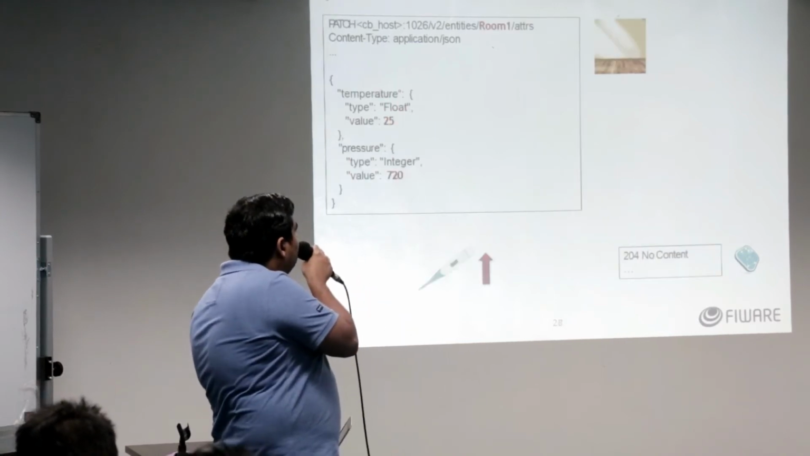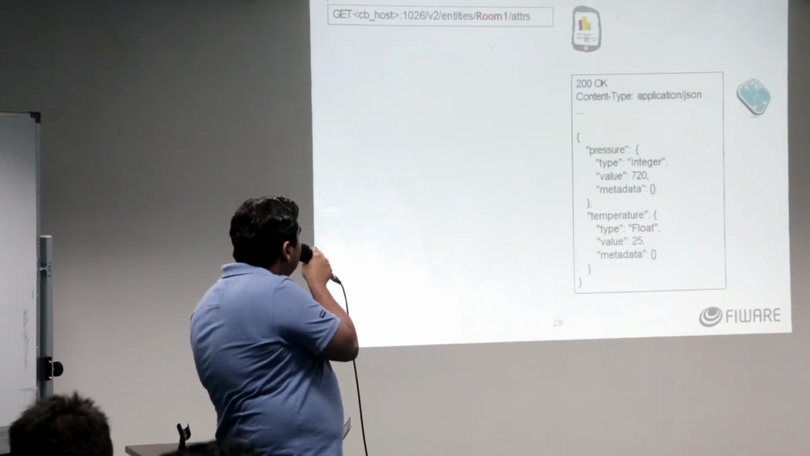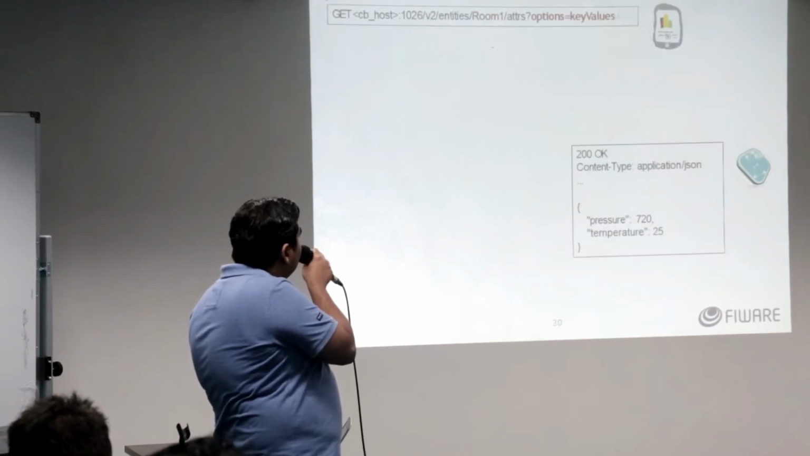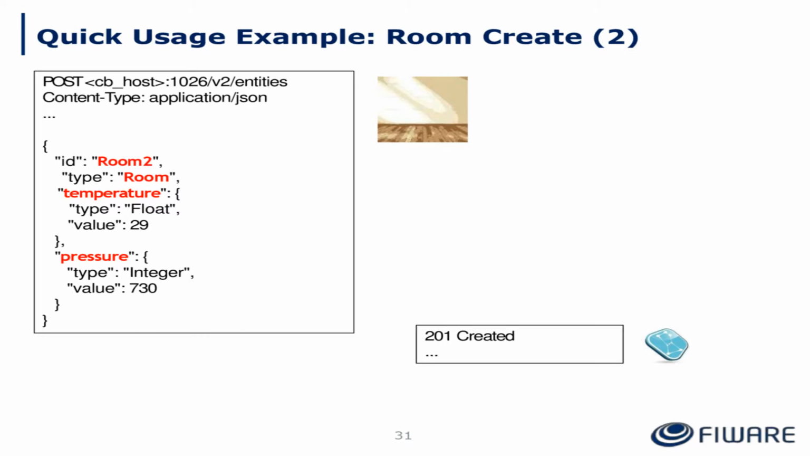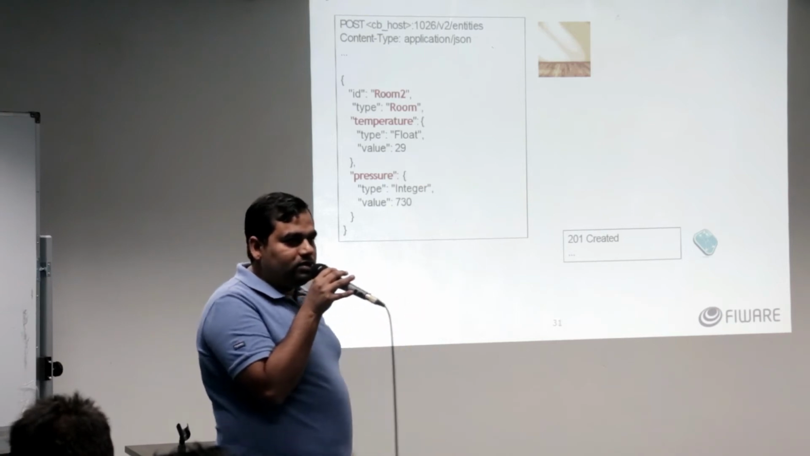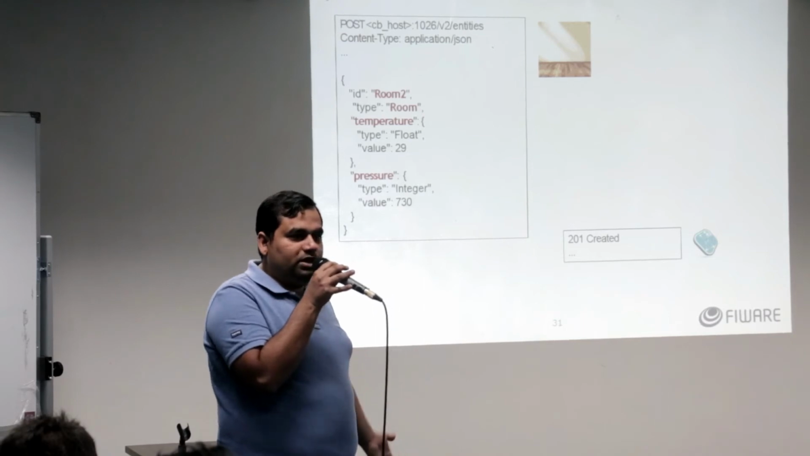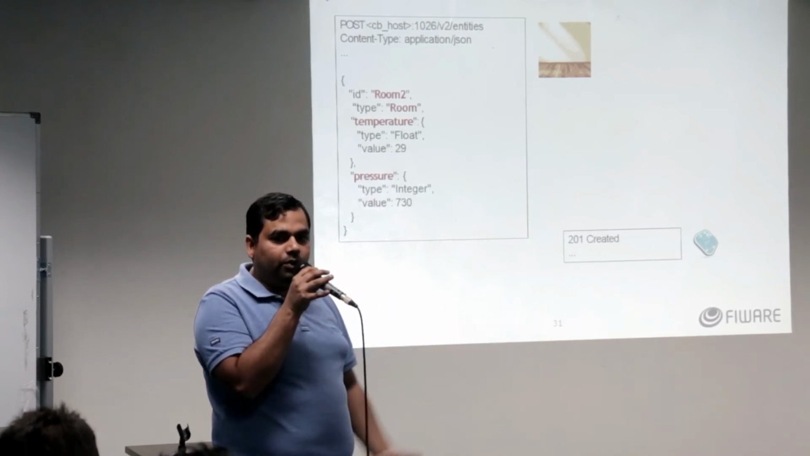If I move further, I'm trying to just get the attributes, and let's move further. Now similarly, I create another room, room 2. As with room 1, I create room 2 in the system with a different temperature and different pressure. Let's say there are two rooms here, and you put two kinds of sensors in different rooms.